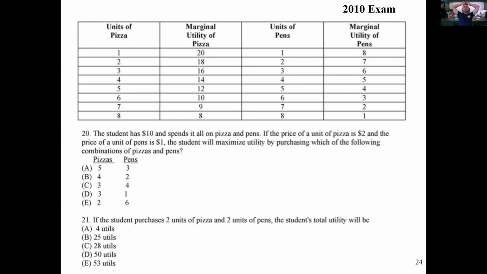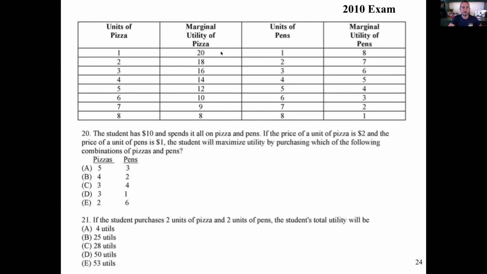So if you're looking at marginal utility per dollar, that first slice of pizza is going to yield 10 utils per dollar, right? The marginal utility divided by the price. So 10 per dollar, 9 per dollar, 8, 7, 6, 5, 4.5, and 4. And then pens are $1, so that's 8 per dollar, 7 per dollar, 6, 5, 4, 3, 2, 1.